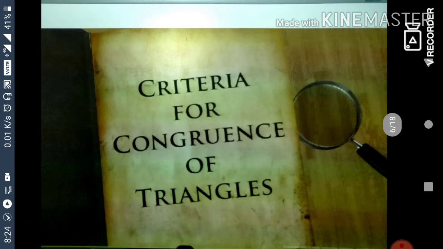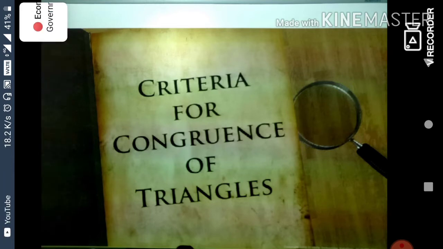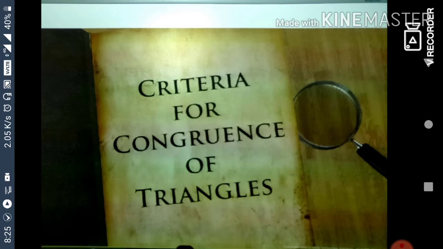So what does congruence mean? Congruency means that two geometric figures are said to be congruent if they are exactly of the same shape and the same size. Let's understand with an example, or some figures. First, the criteria for congruence of triangles. Let's learn about them. What are the criteria for the congruency of triangles?